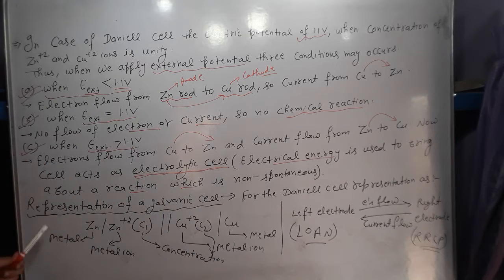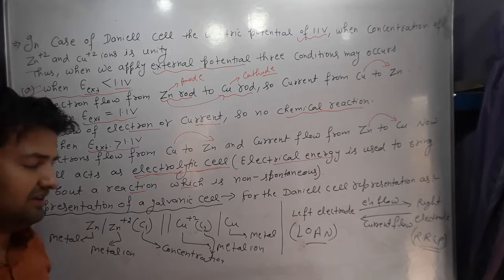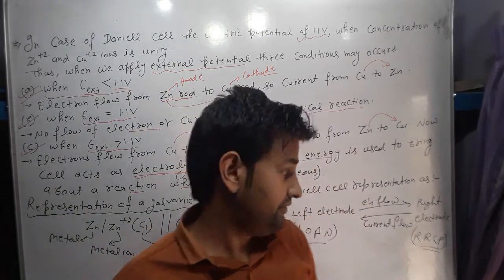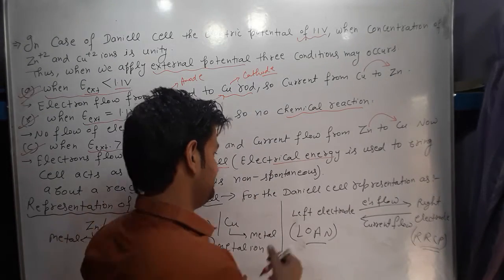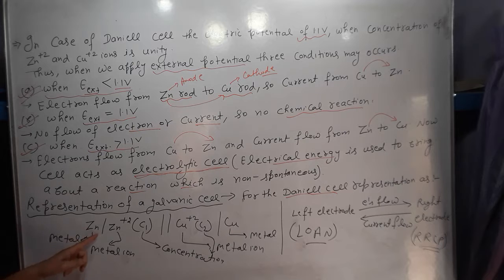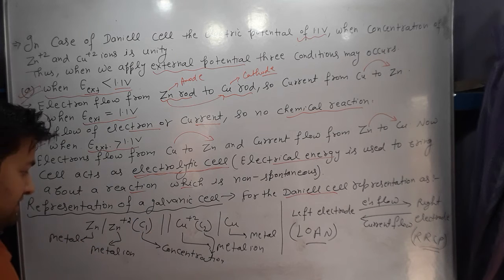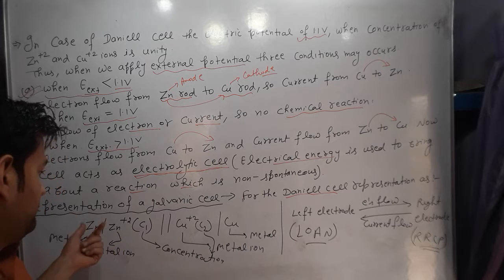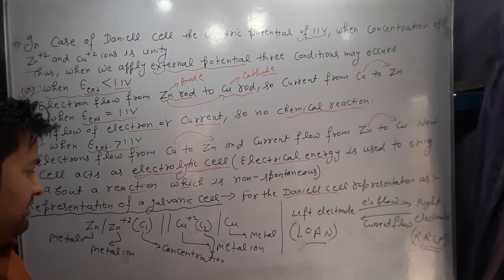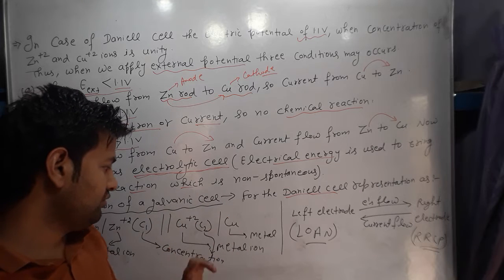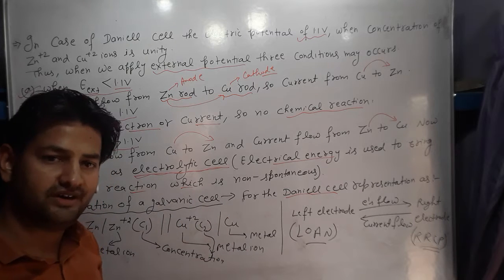The next topic is how to represent the galvanic cell. We take the example of the Daniell cell. For the Daniell cell we know the electrodes are zinc and copper. On the left side we write the electrode on which oxidation occurs, and on the right side we take the electrode on which the ion undergoes reduction.